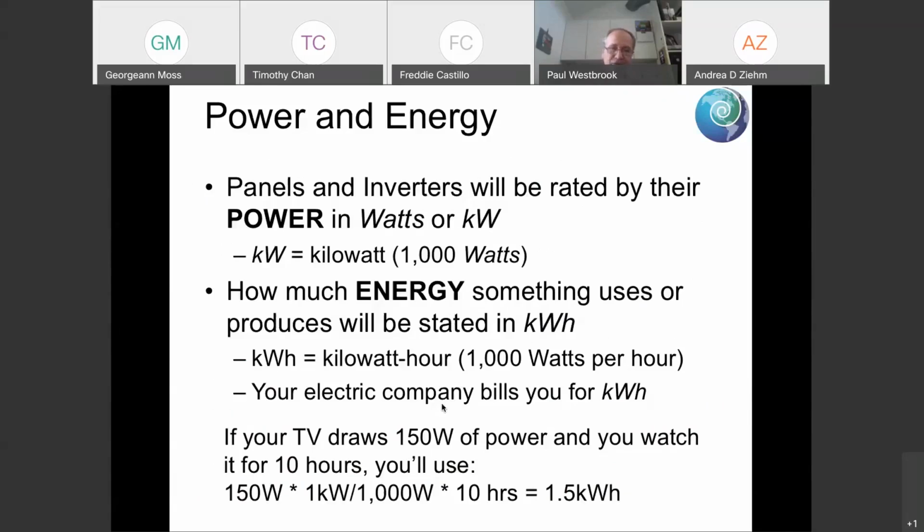So as an example, if your TV was a big TV drawing 150 watts and you watched it for 10 hours one day, you would have used 1.5 kilowatt hours. If your electric rate was 10 cents a kilowatt hour, you didn't spend too much money to watch that TV for the day, but over the course of a month, it can add up.